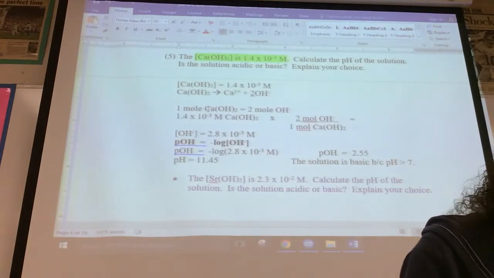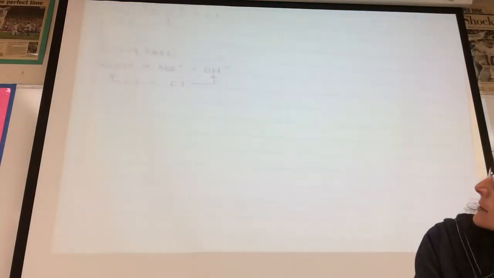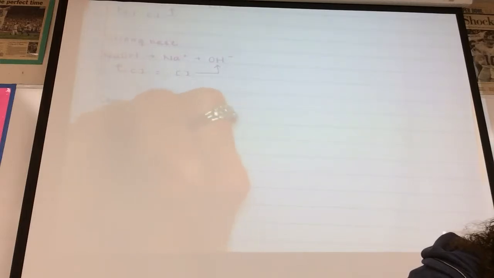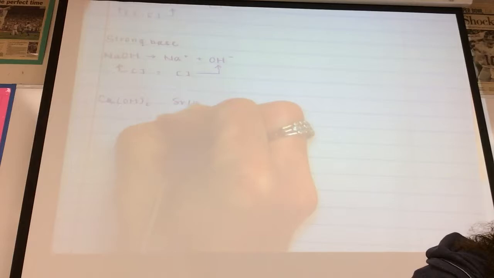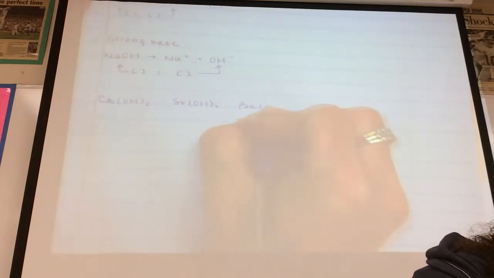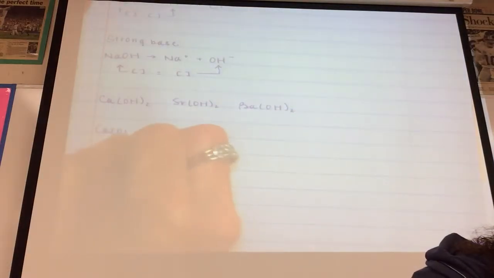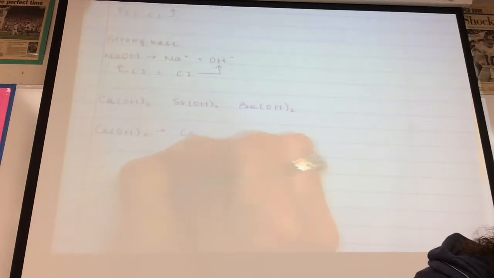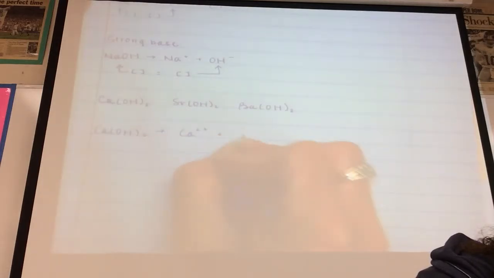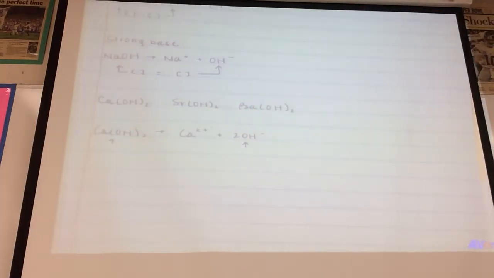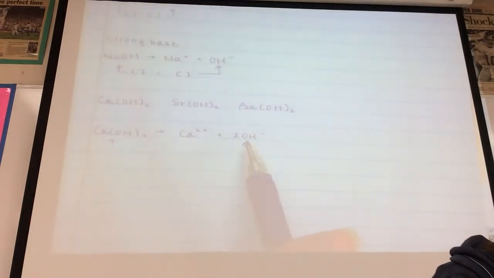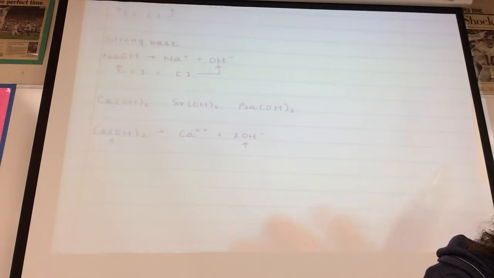If you have a strong group 2 base, for example, such as calcium hydroxide, strontium hydroxide, or barium hydroxide, these also will ionize completely, but there's a little trick in here, and that is that calcium hydroxide will generate 2 hydroxide ions for every 1 calcium hydroxide, same as the case for these two. So in this case, you would need to do a little bit of stoichiometry to determine the concentration of hydroxide ion, because you have a 1 to 2 mole ratio. And that's the example I'm going to point out here.